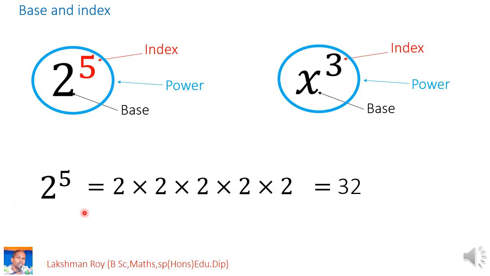If you want to take the value of 2 to the power 5, how? This 2 should multiply by this 2, that is 2 into 2 is 4, then that 4 should multiply by this 2, 4 into 2 is 8, 8 should multiply by this 2, 8 into 2 is 16, 16 should multiply by 2, that is 32. Then you get the value 32. Understand? So that is how to write this power in expanded form as a product, and that is how to take the value.